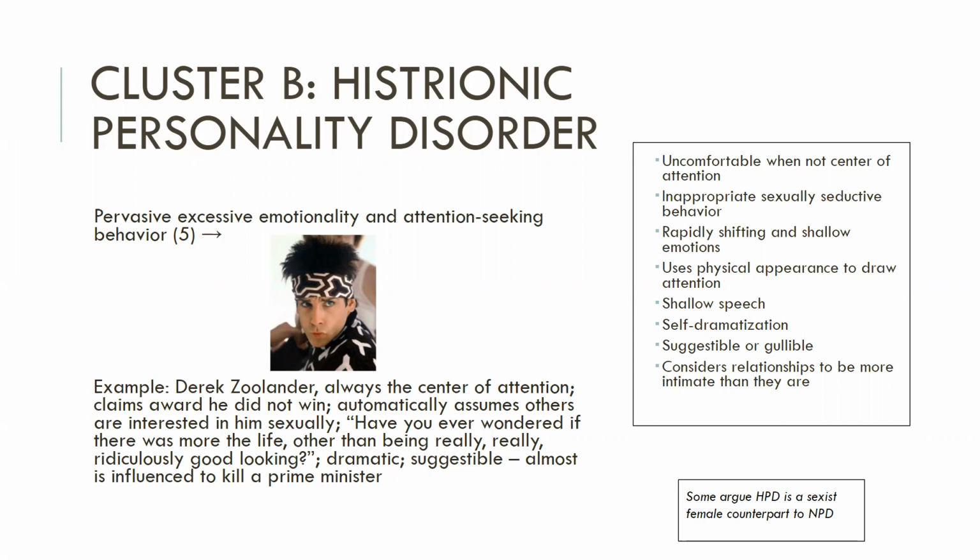So someone who is kind of mirroring or mimicking their emotion to mirror someone else's. Their emotions may also be just described as shallow. They may use their physical appearance to draw attention. Their speech may be shallow. They may be very dramatic. They may be easily suggestible or described as gullible. And they may also consider relationships to be more intimate than they are. So upon meeting someone for the first time, they may describe that person as one of their closest and nearest and dearest friends. You'll see a lot of these types of characters on reality TV shows.